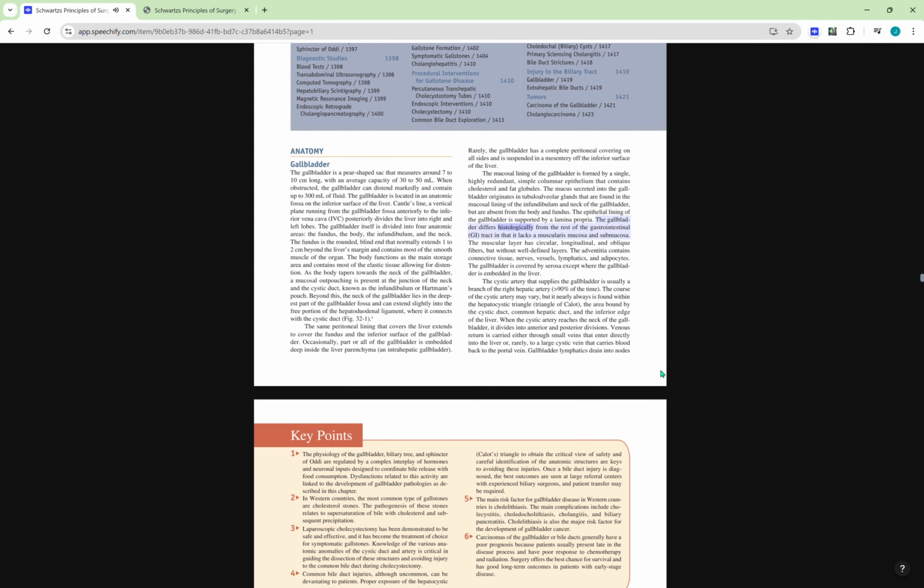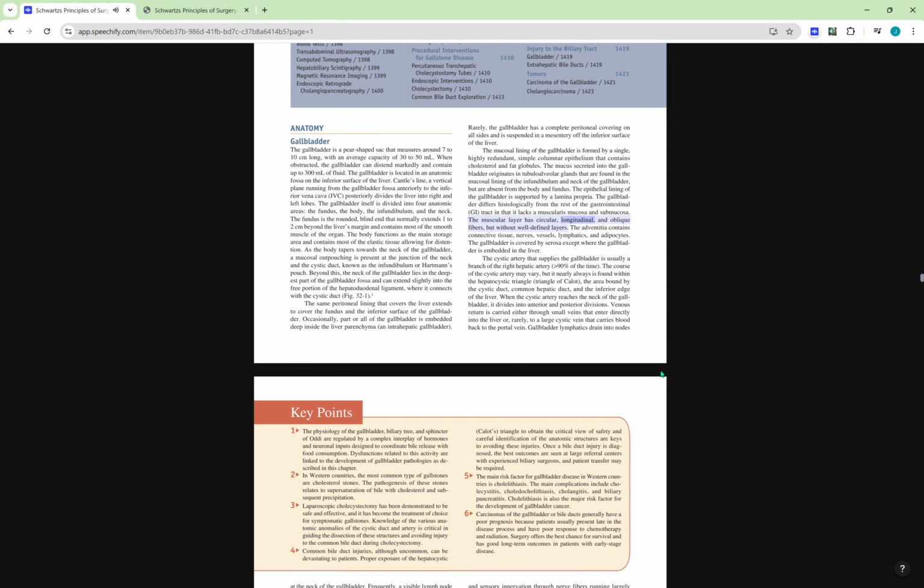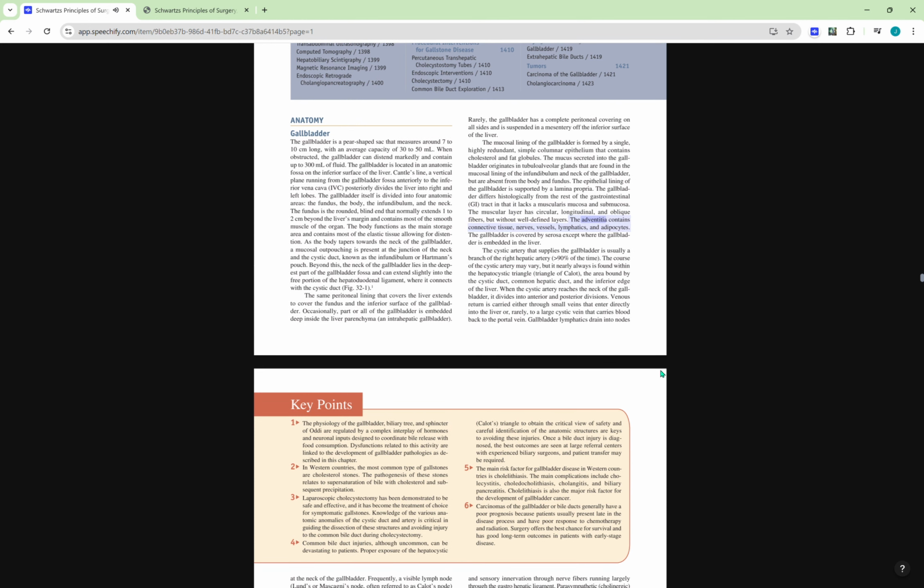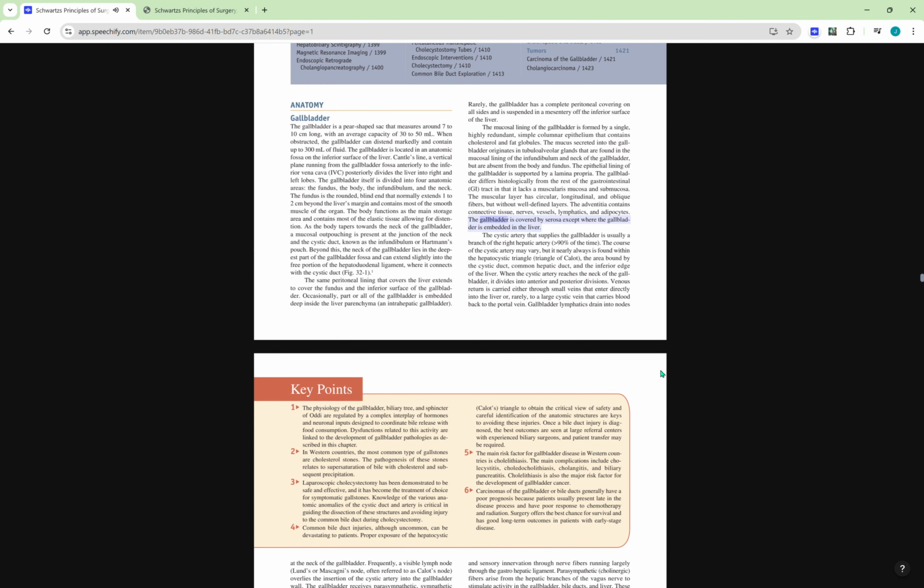The gallbladder differs histologically from the rest of the gastrointestinal tract in that it lacks a muscularis mucosa and submucosa. The muscular layer has circular, longitudinal, and oblique fibers, but without well-defined layers. The adventitia contains connective tissue, nerves, vessels, lymphatics, and adipocytes. The gallbladder is covered by serosa, except where the gallbladder is embedded in the liver.